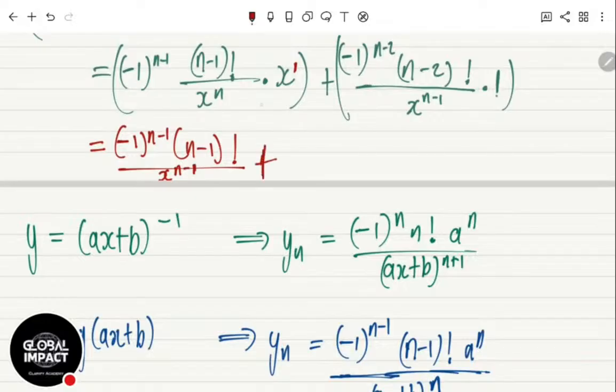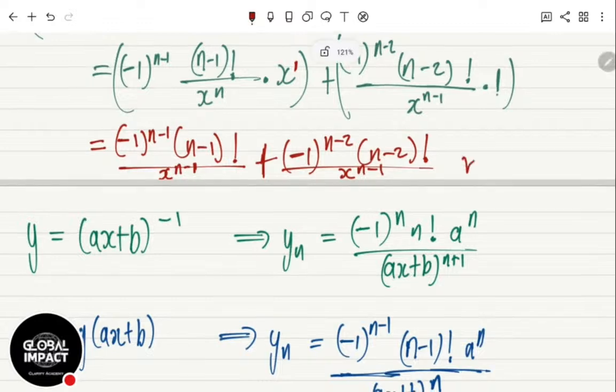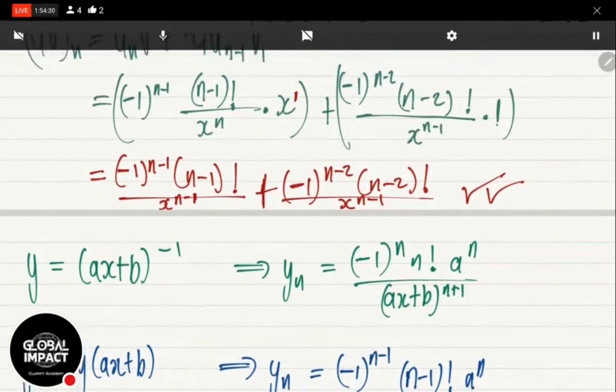Plus, because we believe that n will be bigger than 1, we subtract. Then you can have (-1)^{n-2} multiplying (n-2) factorial all over x^{n-1}. We can see that all of them are over x^{n-1}, which means we can factor x^{n-1} outside. And we can find out what the solution would become, but that's going to be the end. You can leave it here, and it's still fine. You've done enough. That's good.